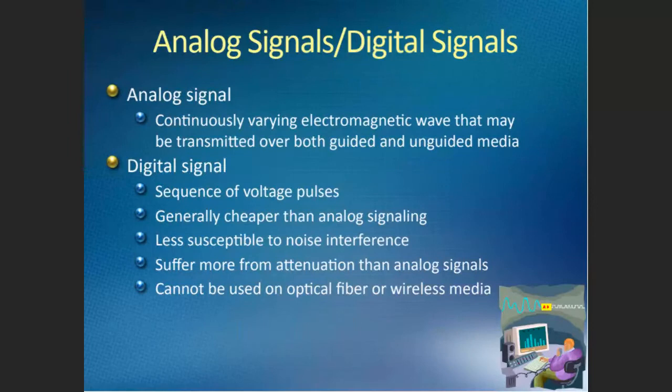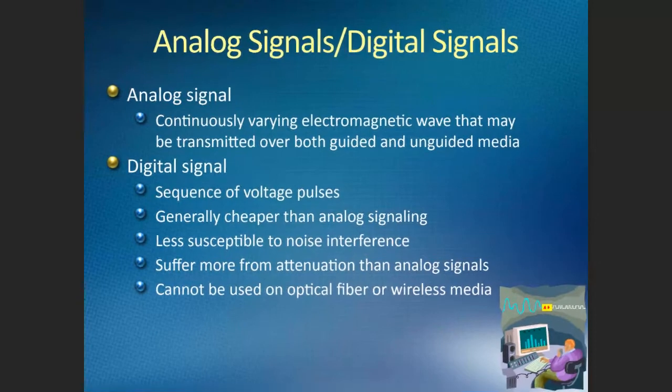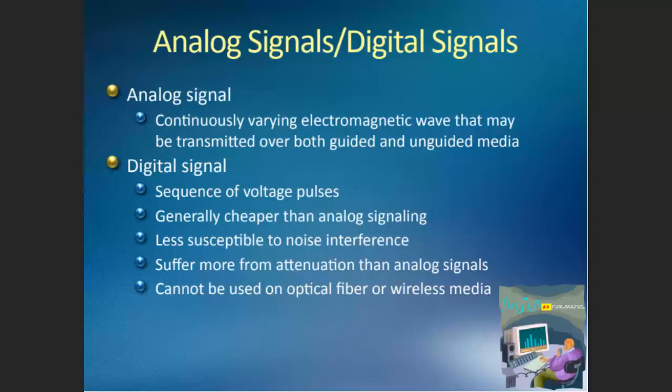So we knew about the analog data. Then what is the analog signal? The analog signal is a continuously varying electromagnetic wave that may be transmitted over both guided or unguided media, wired or wireless. I told you telecom people like to give different names. We called this wired before. Here they call it guided. Digital signal is a sequence of voltage pulses.